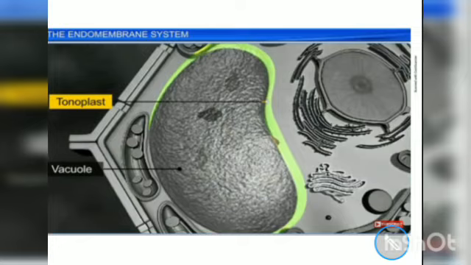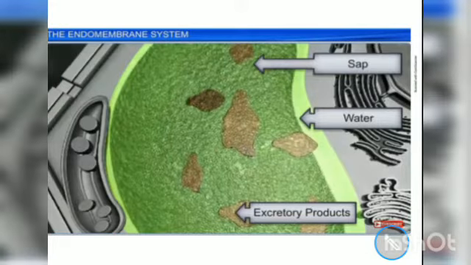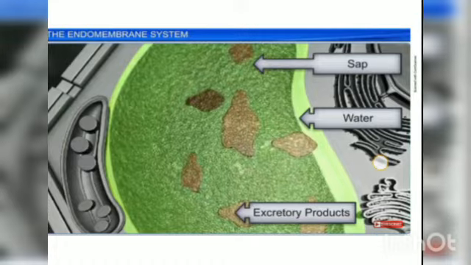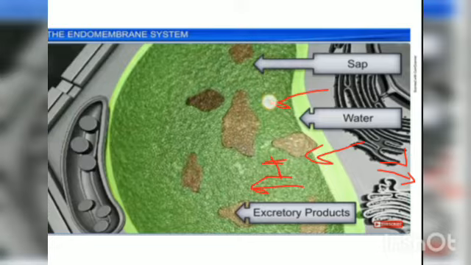Generally the vacuole contains sap, water, and excretory products. Sap means some nutrient material which remains in storage form in that vacuole. Some excretory material and unwanted substances also remain inside the vacuole, and generally those materials move against the concentration gradient. That means from the lower concentration to the higher concentration, they are transported through the tonoplast, this membrane, and remain stored in the vacuole.